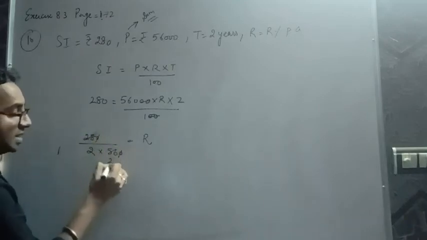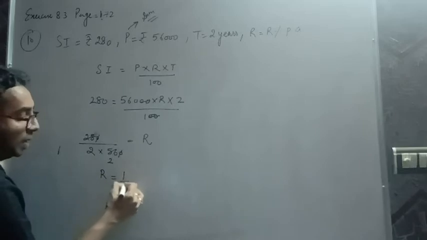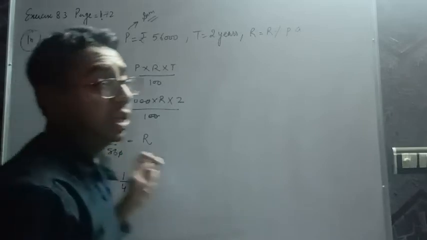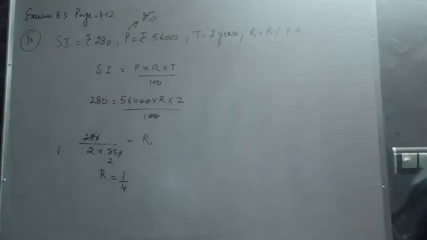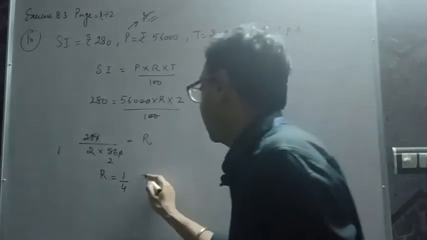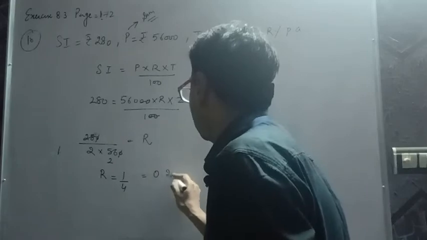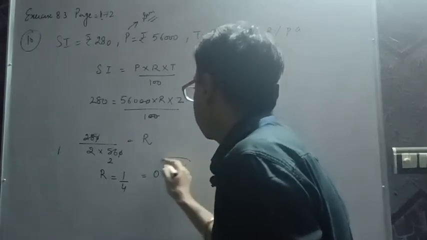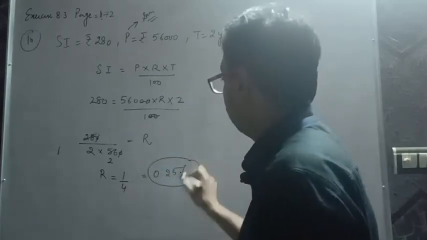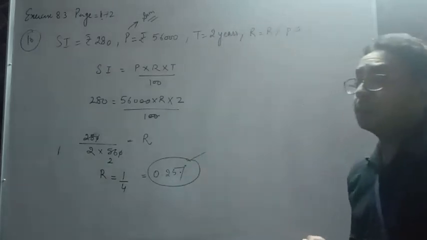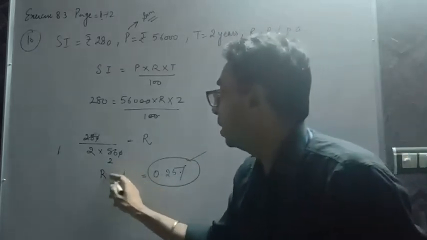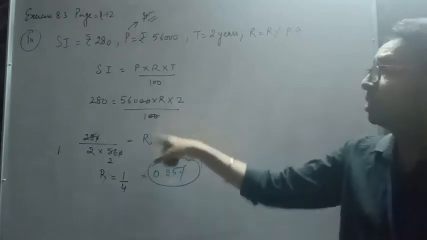28 twos are 56. It means R is equal to 1 by 4. What is R? R is equal to 1 by 4. If I solve, what will I be getting? I'll be getting 0.25%. It means the rate is 0.25% here. How did I get percentage? Because the rate I'm talking about, rate is always in percentage. Because I have already removed it.